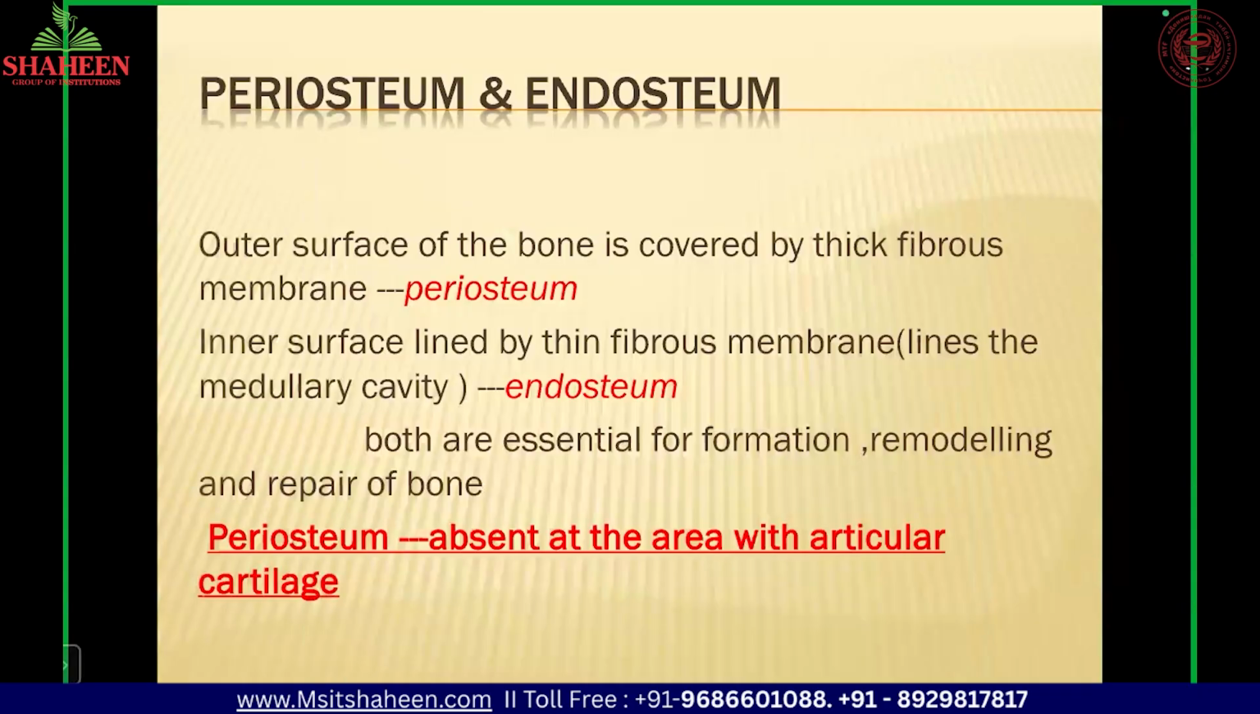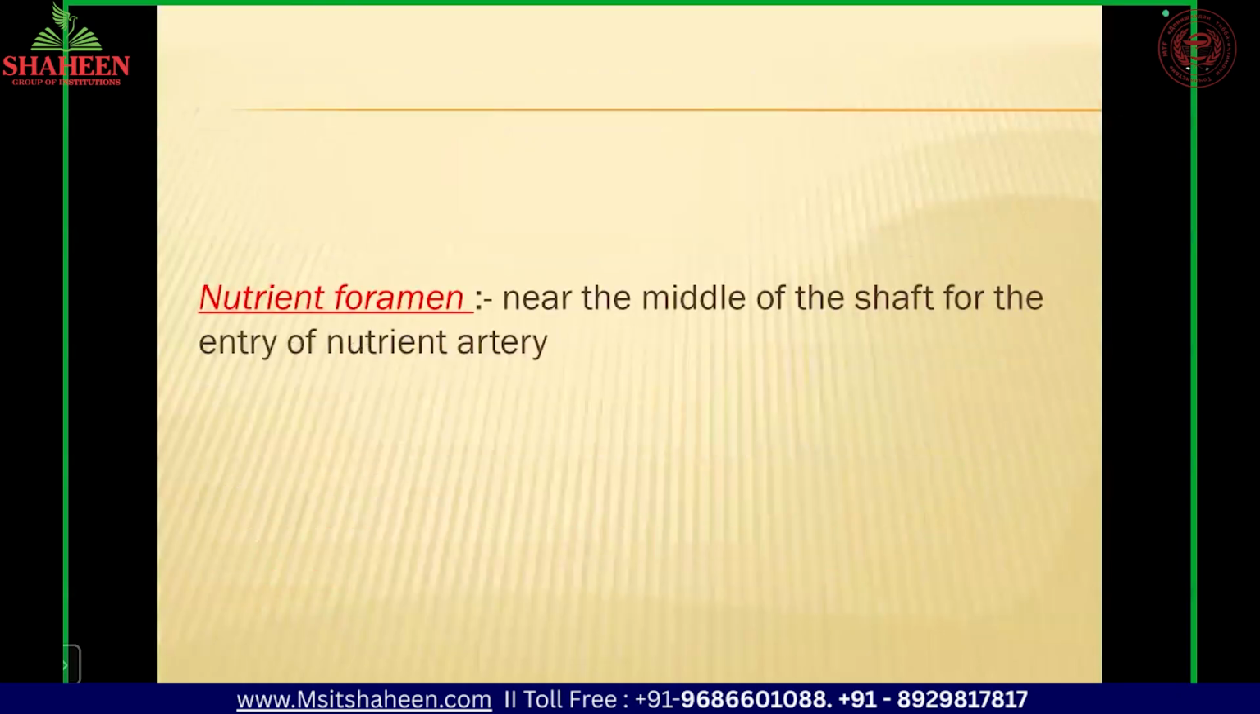Next is periosteum and endosteum. The outer surface of the bone is covered by a thick fibrous membrane that is known as the periosteum. The inner surface is lined by a thin fibrous membrane, the endosteum. Both are essential for the formation, remodeling, and repair of the bone. So the periosteum is absent at the area where articular cartilages are present. The articular cartilage is formed by the hyaline cartilage. All right. Yes, ma'am.